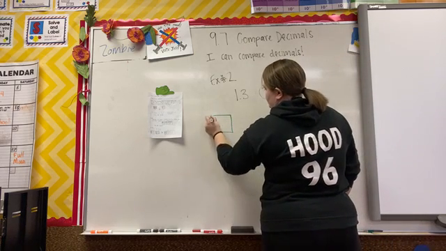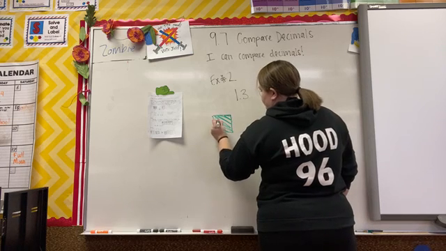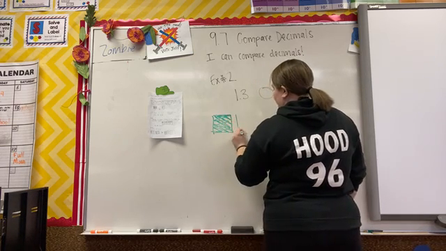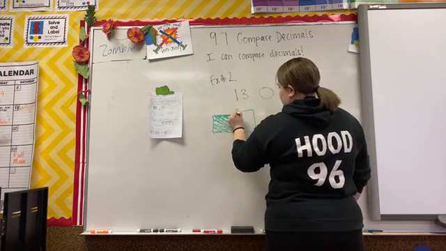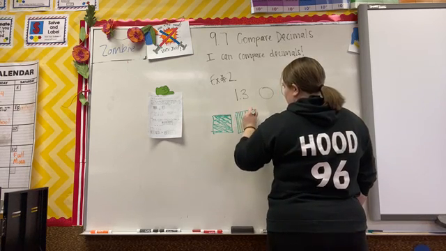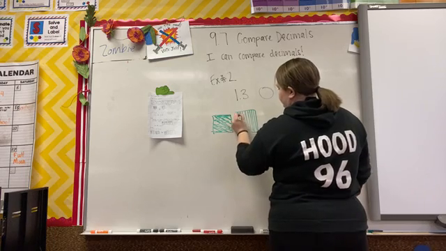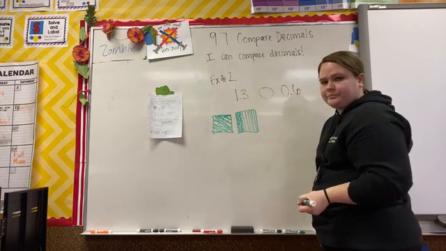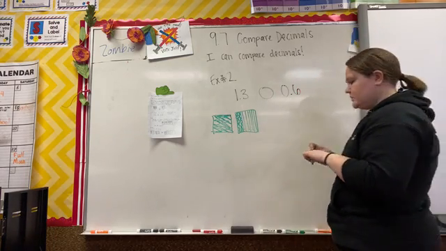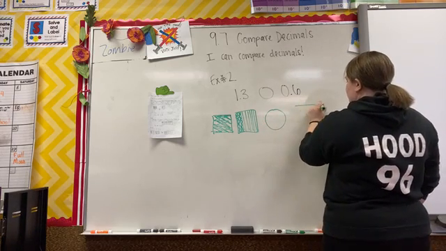So I have 1 whole, yes, that represents a whole, and 3/10. 1, 2, 3, 4, 5, 6, 7, 8, 9, and 3 of them. Okay? Yeah, you can see the green. Okay, I'm going to compare that to 6/10.